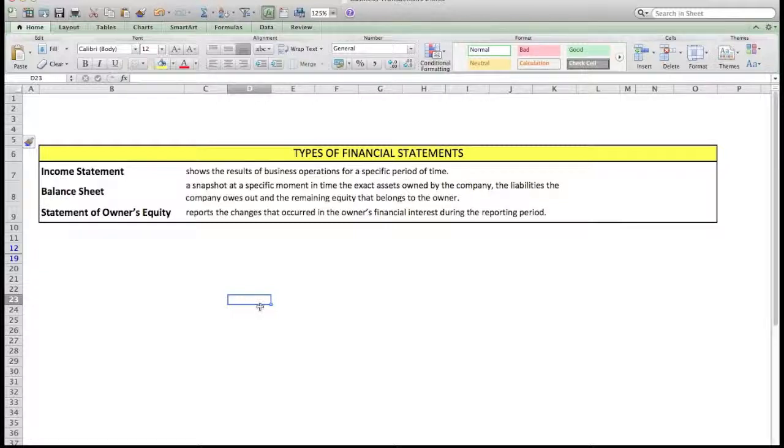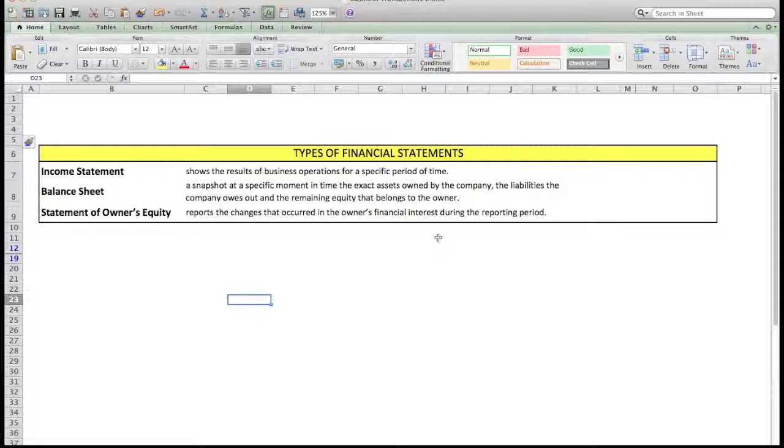Once we're done with all these three statements, you'll see how the numbers tie in between them, making them a single important source for use by the manager, owner, or other creditors. Today we'll look over the income statement. This statement shows the operations of the business for a specific period of time. Commonly, these time periods are monthly, quarterly, and annually.